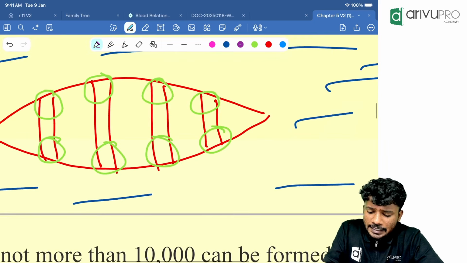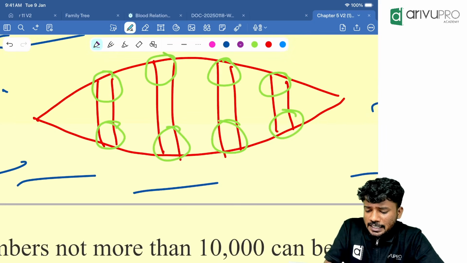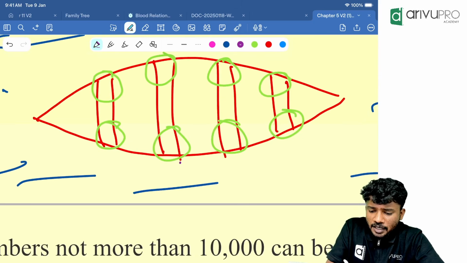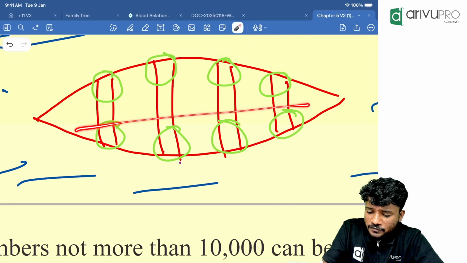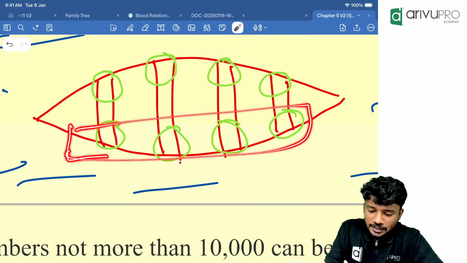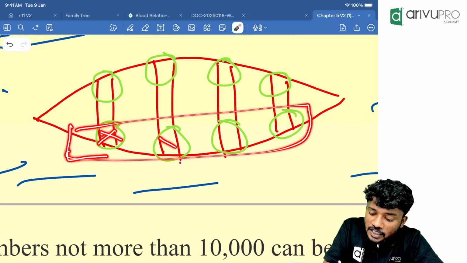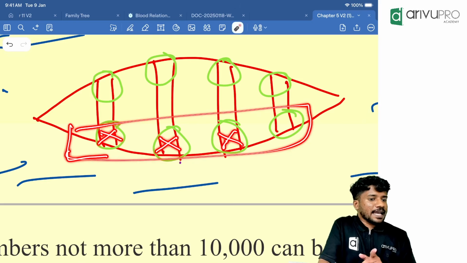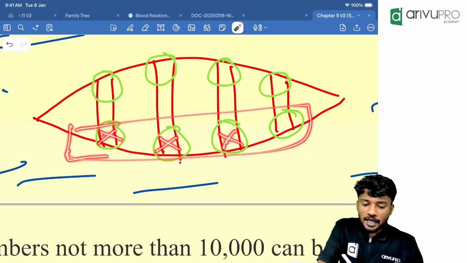People, 3 people can sit in any of the 4 places. Correct? How many places are there on one of the stroke sides? 4 places are there. How many people are there? 3 people are there. 3 people can be arranged in 4 places. How to write?